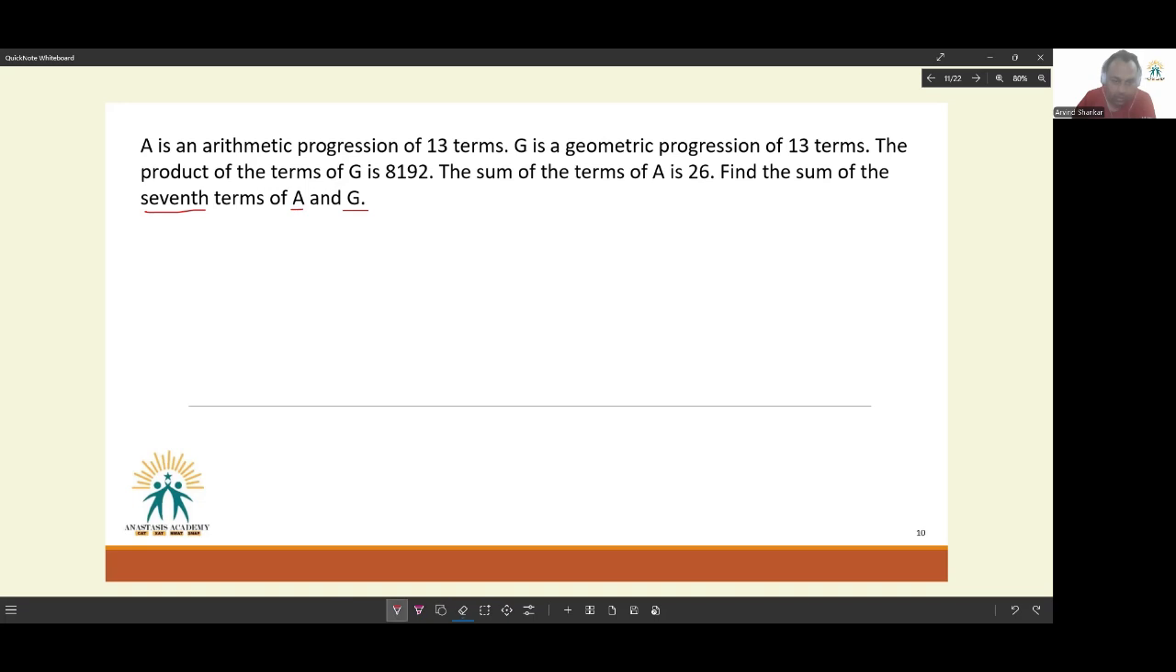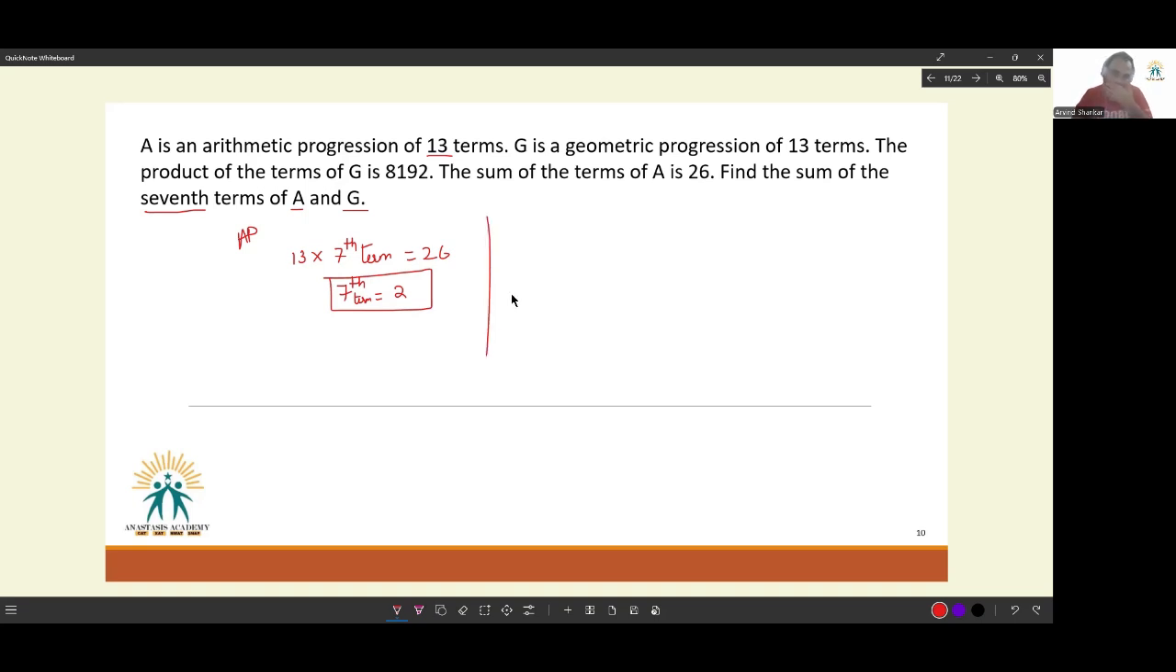See, when I'm looking at sum of 13 terms, it will be number of terms into the middle term, and middle term for 13 terms is going to be the seventh term only. 13 into seventh term, this is for AP. 13 into seventh term is equal to 26, or the seventh term is equal to 2. For the AP, the seventh term is going to be equal to 2.